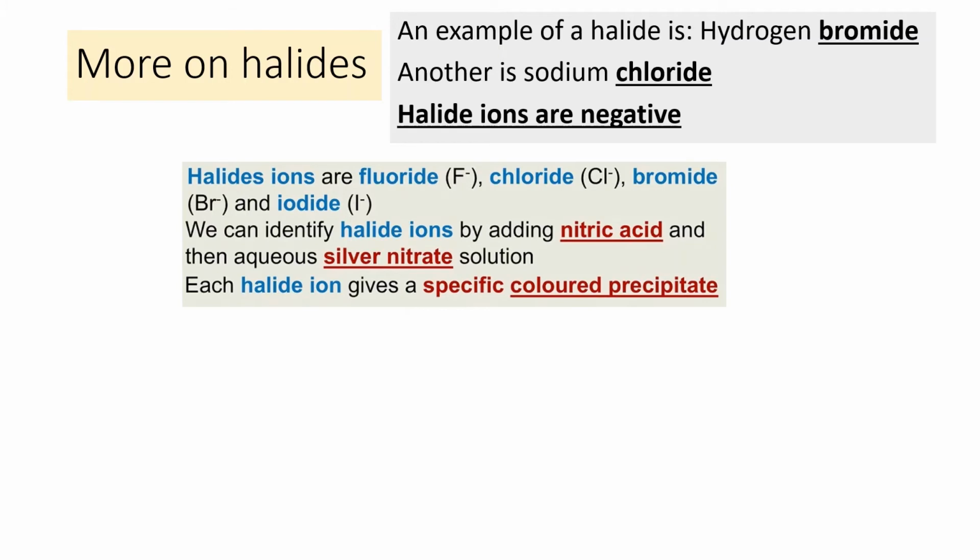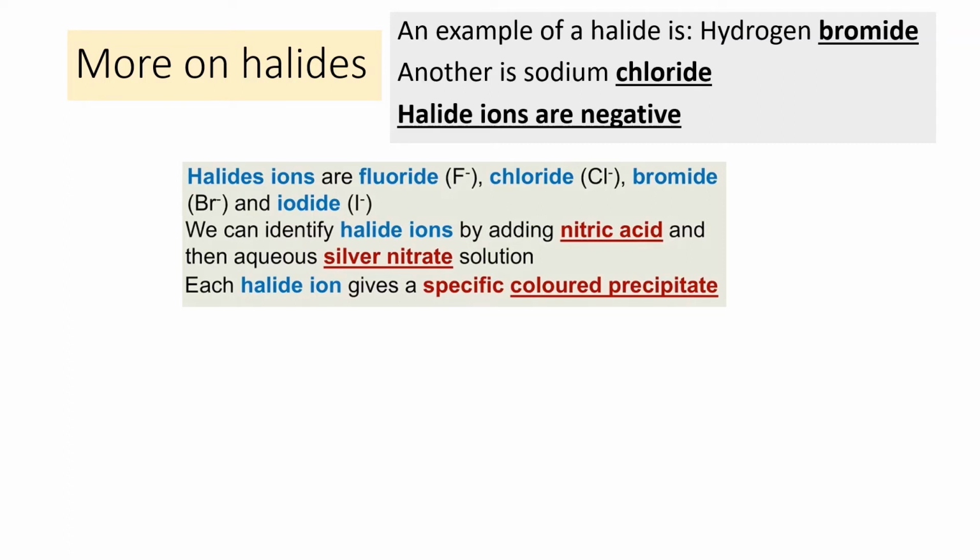Okay, so just a quick recap on the halides. What is a halide? Remember, a halide is a group 7 element plus a metal or hydrogen. So an example of a halide, you've got hydrogen bromide. Another example is sodium chloride. Now, halide ions are negative because they are in group 7 and it needs that extra electron. When it gains that extra electron, it becomes -1.